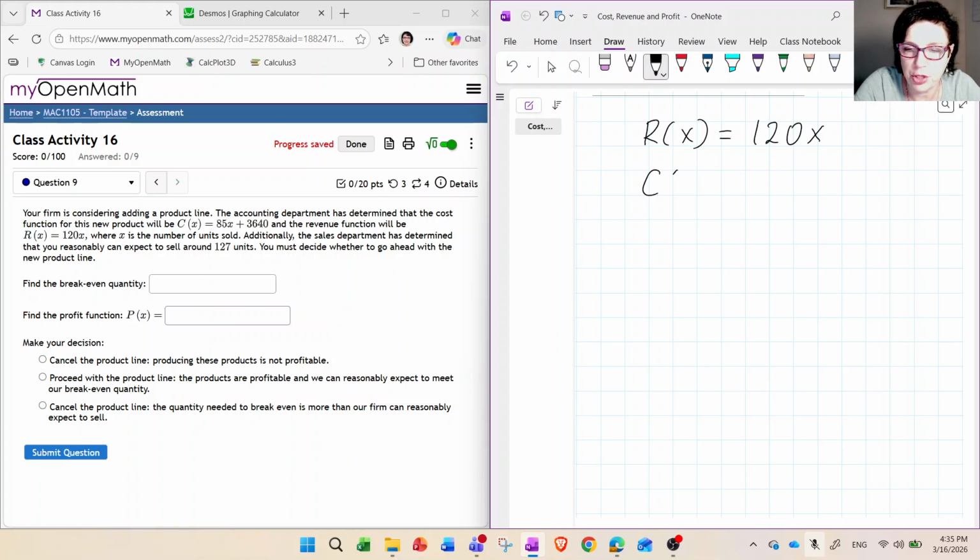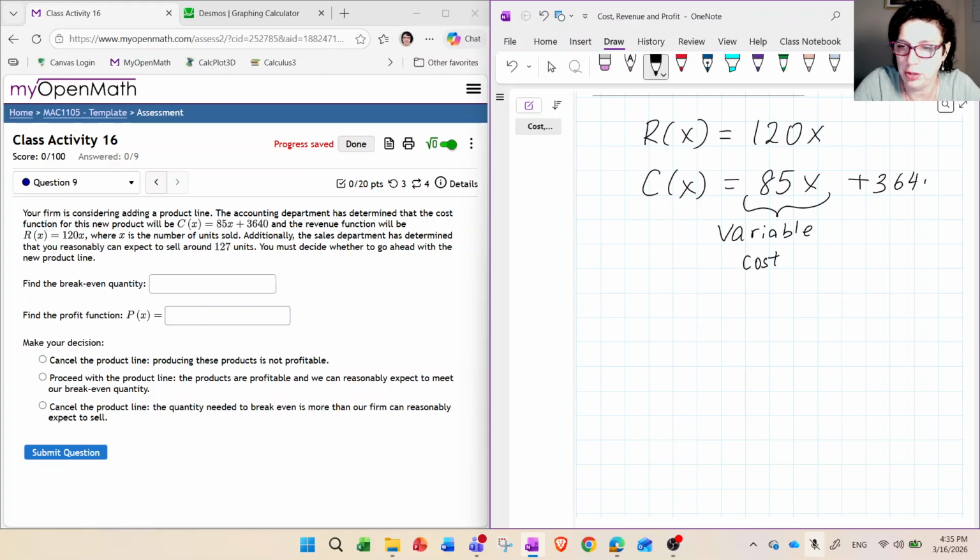The cost function typically will have at least two terms. The first term, the 85X, this is called the variable cost. Now, why are they saying variable? You can see that X is in there, right? Plus 3,640, which is called the fixed cost. So what's the difference between the variable cost and the fixed cost? Obviously, you can see that the fixed cost does not depend on X. It's just a number.